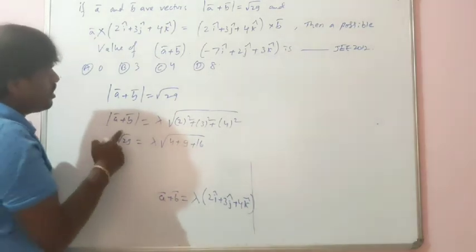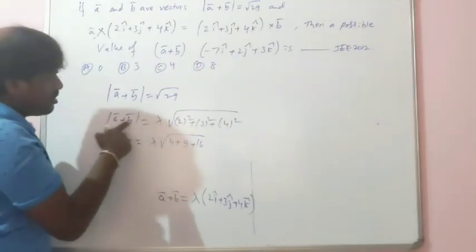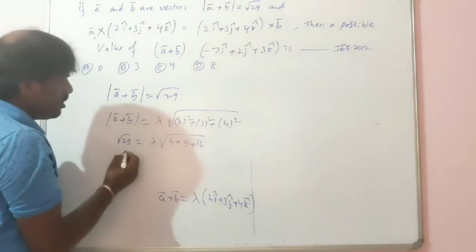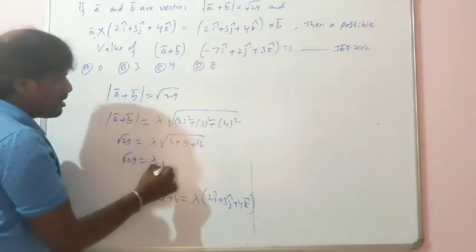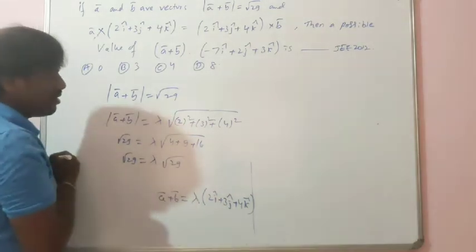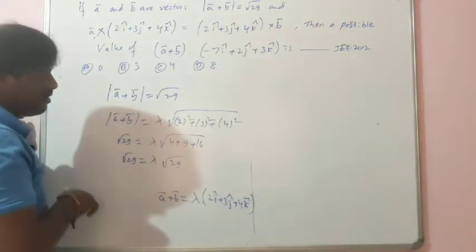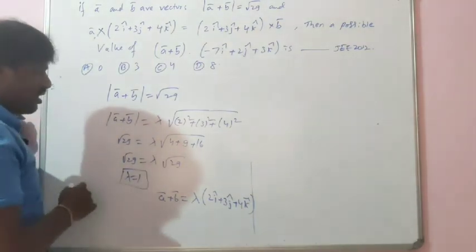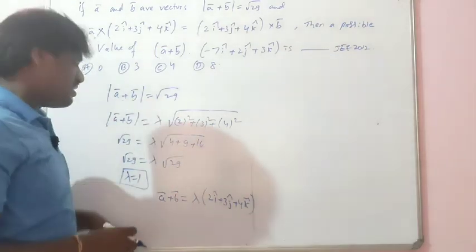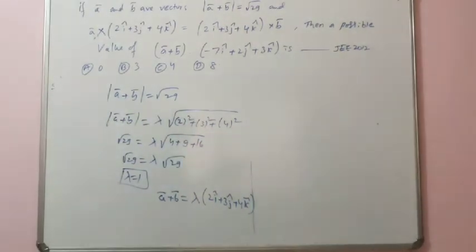So I am going to get here root 29 is equal to lambda times square root of 29. So I got lambda value 1. See here, lambda value can be plus or minus 1. I can use plus or minus 1 also.